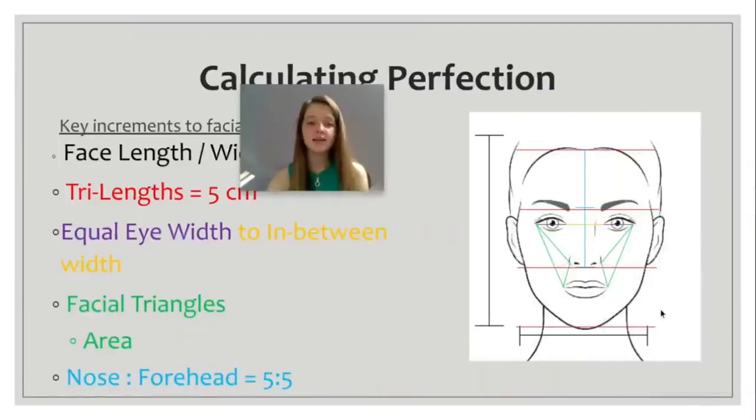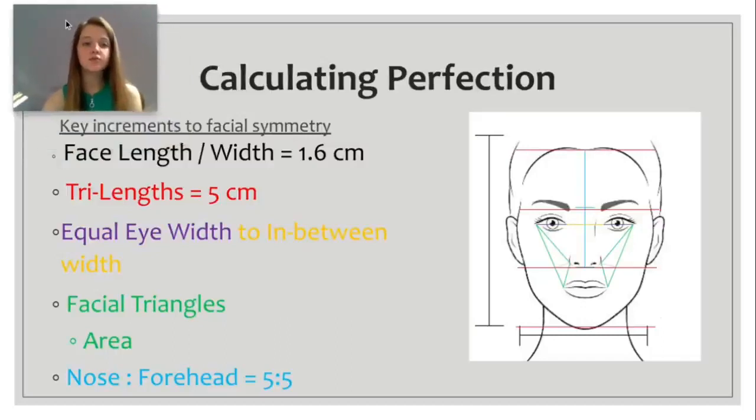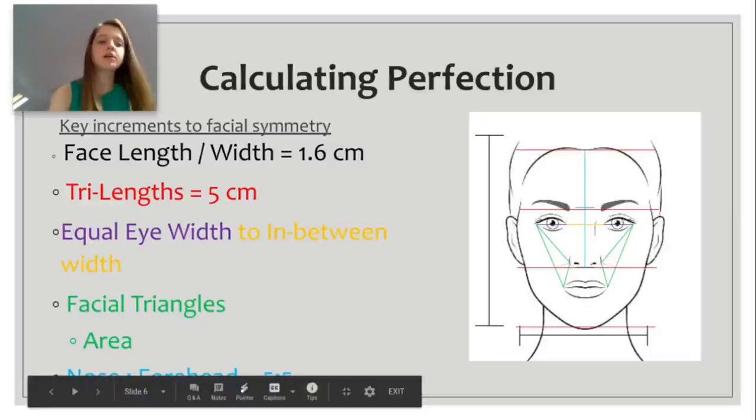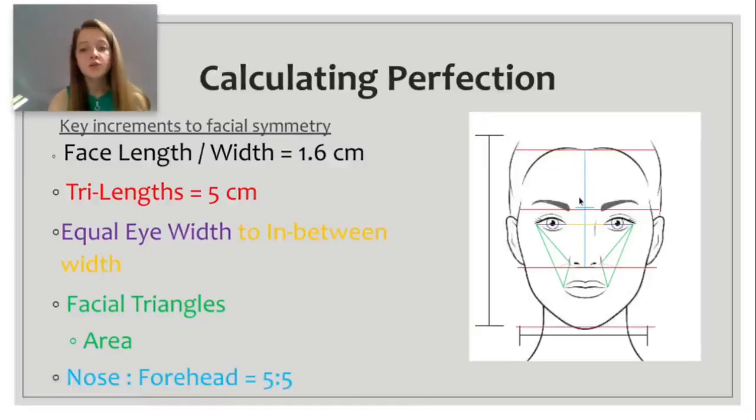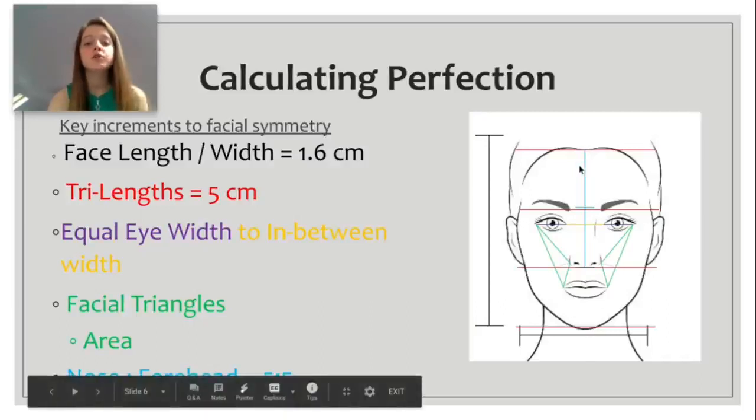So these are the increments I used to measure the symmetry in each of the faces. The first one I did was pretty basic. It's face length divided by width. That should equal 1.6 centimeters. That's just a handbook value I found on Google. That's represented by the black vertical line versus the black horizontal line down by the chin. We have the tri-length, which should equal 5 centimeters. Those are the red lines on the face, which is the top of the forehead to in between the eyebrows to the bottom of the nose to the bottom of the chin. Once you divvy those up, they should each equal 5 centimeters.